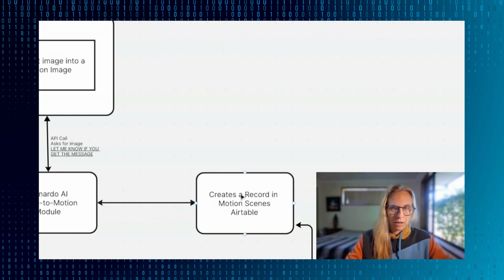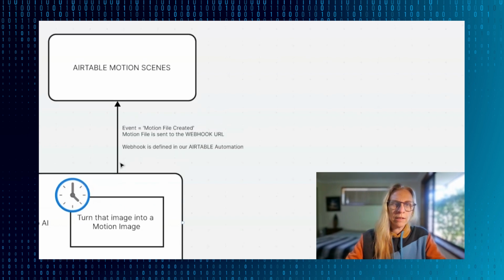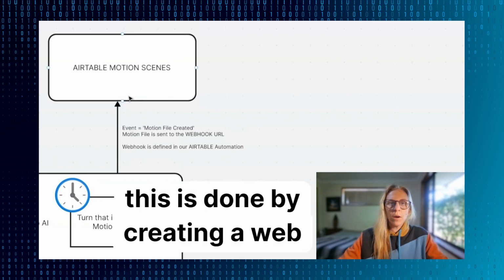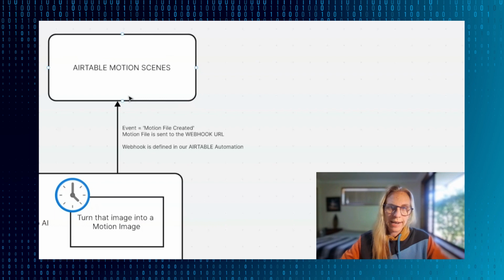So we also have to set up a connection between our Make scenario and Airtable, which I'll show you in a moment. So then the other thing that happens up here is once the time has passed and the motion image is created, it will send this motion file to our Airtable motion scenes. And this is done by creating a webhook, which is defined in an Airtable automation that we'll create now.